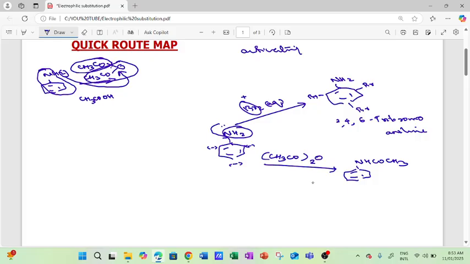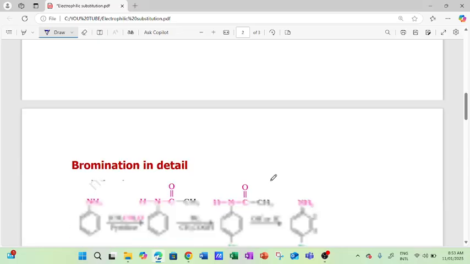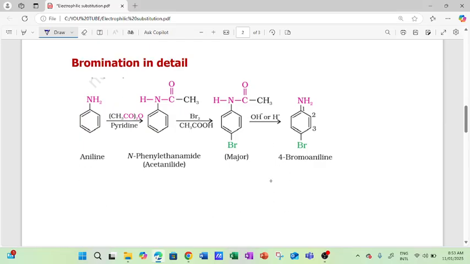Then you do bromination and then acid hydrolysis, so that this NHCOCH3 will be replaced by aniline again. Why? Because when you do hydrolysis, this part will be replaced by NH2. The detail I will tell you here: bromine alone, so that bromine comes in the para position. You see this reaction. When aniline reacts with acetic anhydride, we get this product, which is acetanilide.